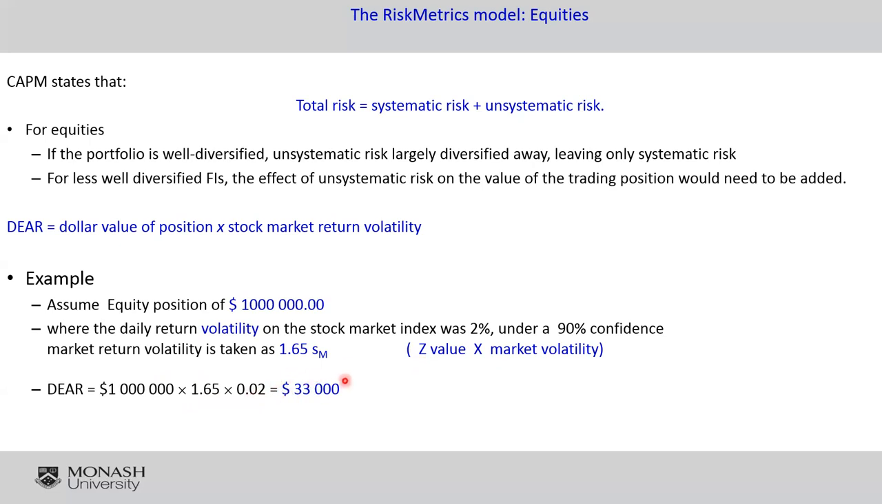So this is what I will lose, 33,000. This is the volatility of the market under 90% confidence. So I'm using the Z value. You can use 95, you can use 99, it's up to you. You just change the Z value, and the Z value can be changed easily. But the most important thing is actually the volatility here.